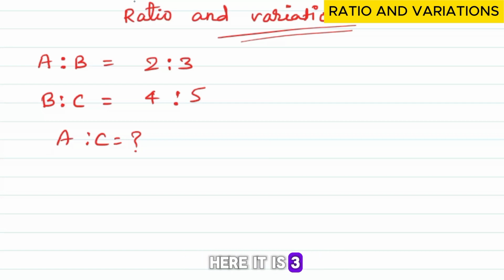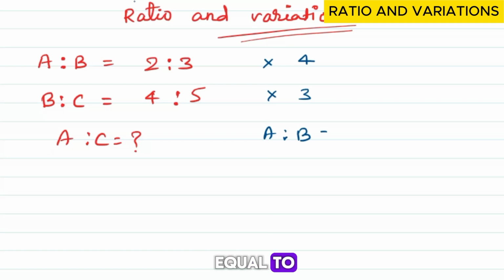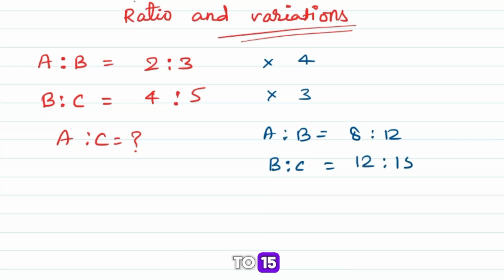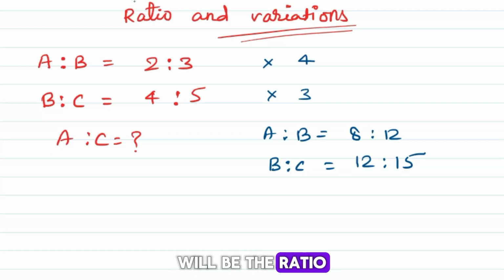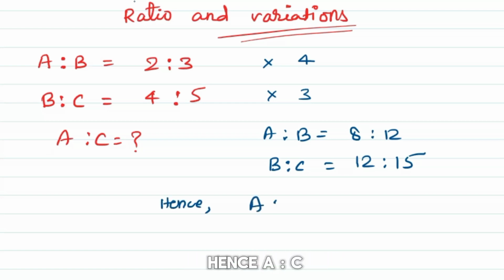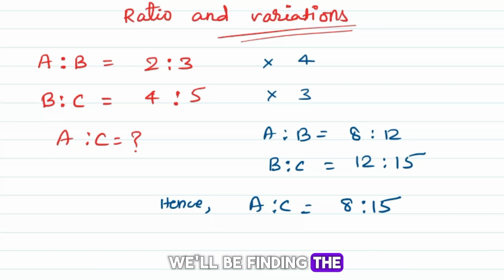You can see here it is 3, here it is 4. So we can multiply the first ratio A to B by 4 and the second ratio B to C by 3. Then they will become equal. So we get A to B equal to 8:12 and B to C equal to 12:15. Now B is equal in both the ratios. So the remaining A and C will be the ratio of A to C after simplifying. Hence A to C is equal to 8:15, which cannot be simplified further. So this is how we find the ratio of A to C.